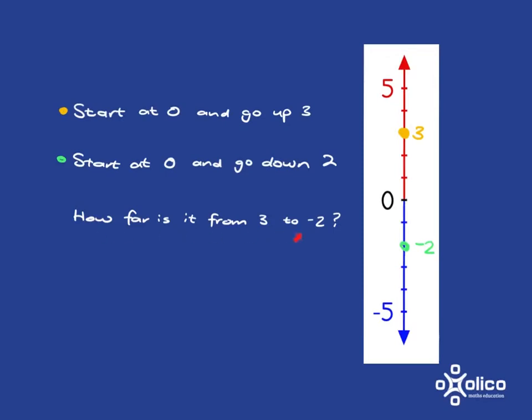So how far is it from 3 to -2? Well, we can go and count 1, 2, 3, 4, 5 steps, but also we could be a bit smarter and look at what we've been using already up until now and see that from 3 to 0, that's 3 steps, and from 0 to -2, that's 2 steps, and so in total it is 5 steps from 3 to -2 on the number line.